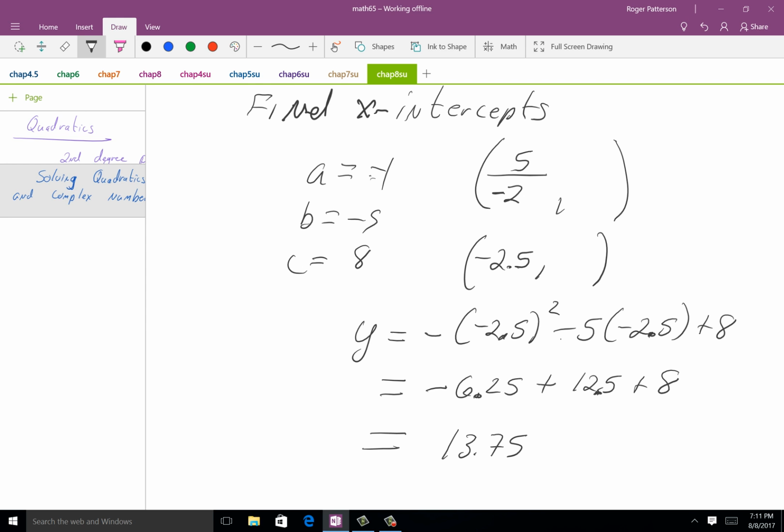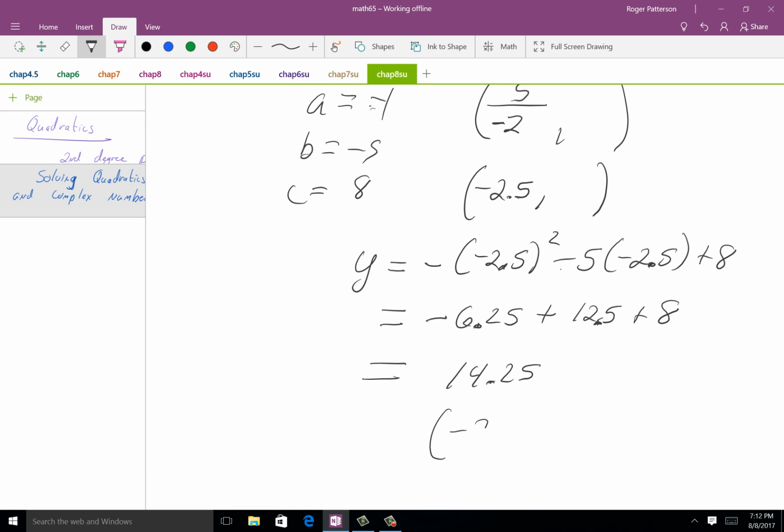13.75, I think. No. Anybody get that? How much? 14.25. Okay. I was off a little. So then my vertex looks like that. Okay. Negative b over 2a, plug in, get your vertex. Alright, if you have decimals, you can use decimals, it doesn't matter to me.